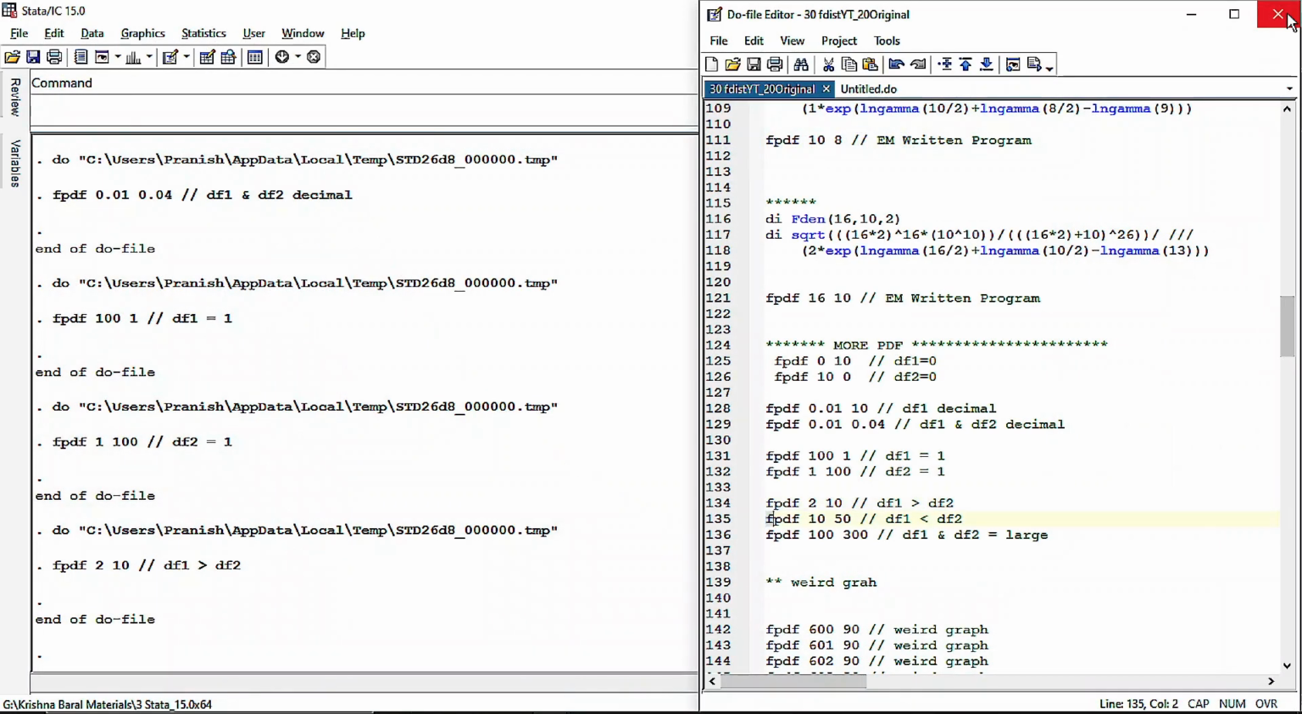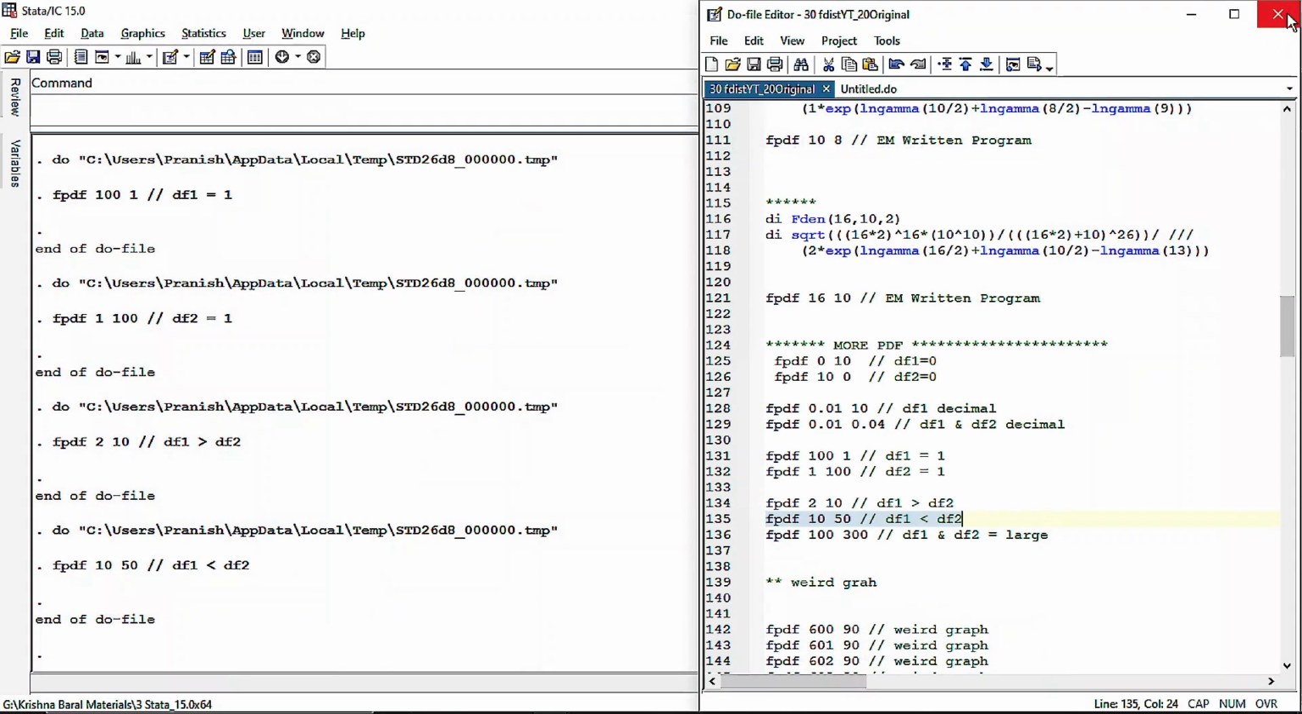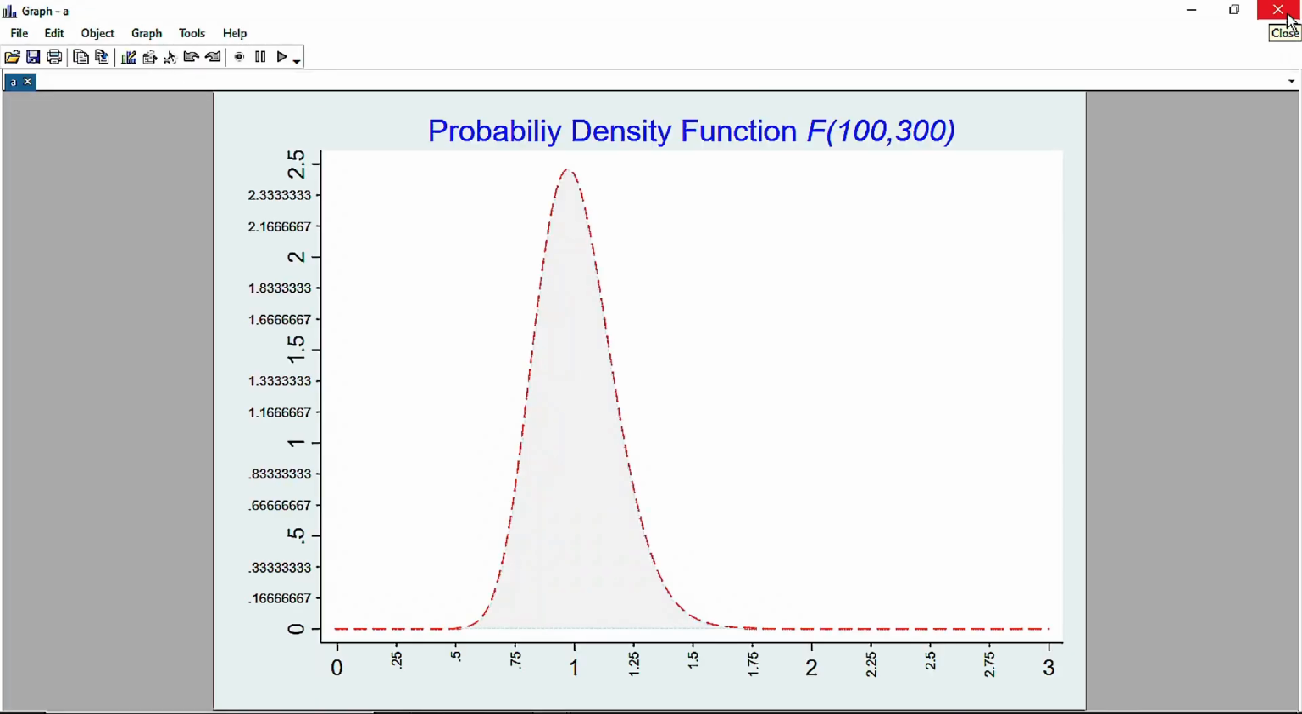And again, degrees of freedom 1 is 10 and degrees of freedom 2 is 50, so we get this kind of graph. Degrees of freedom 1 is 100 and degrees of freedom 2 is 300. We get this kind of graph, nearly a bell shape.